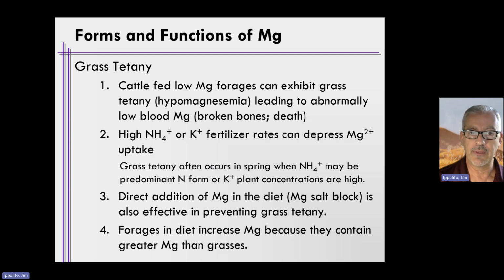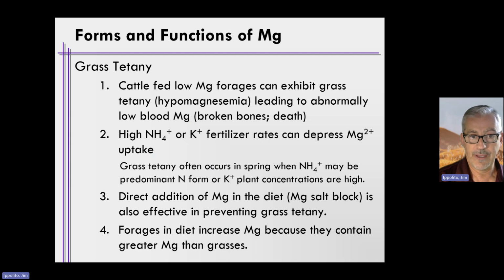They can exhibit something called grass tetany, which leads to abnormally low blood magnesium. And when blood magnesium is low, that can lead animals to breaking bones and, of course, death. This is an issue that's easily overcome in ruminants. But if you don't know that it might be caused by forages that contain low concentrations of magnesium to begin with, and you feed that to a ruminant, this may be the end result.